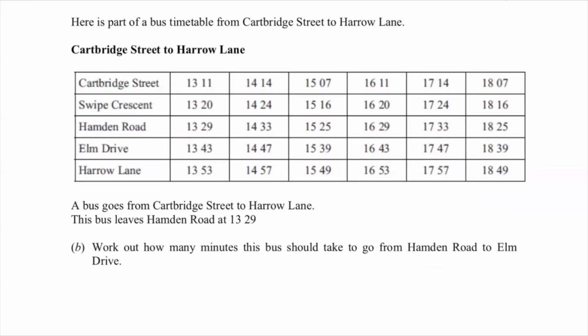Okay, this time the timetable is from Cambridge Street to Harrow Lane. So we're on the return journey, so to speak. We're told that the bus goes from Cartbridge Street to Harrow Lane. This bus, so this same bus, leaves Hampden Road at 13:29. So we've got Hampden Road at 13:29. Work out how many minutes this bus should take to go from Hampden Road to Elm Drive, which is basically the next stop. So the time is 13:29, and we need to know how many minutes it's going to take.